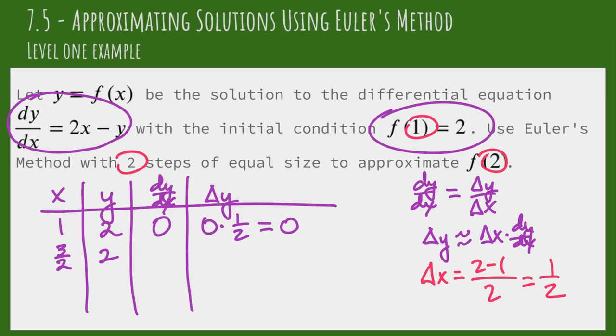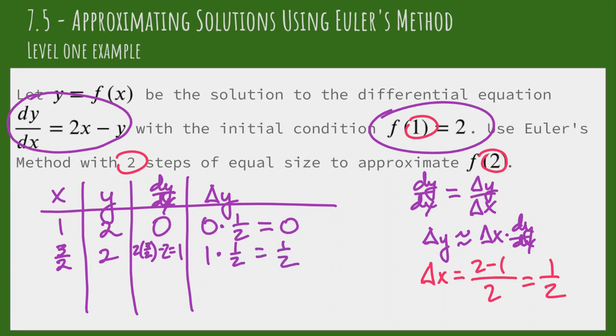Then we use our dy/dx formula, the differential equation that's given to us, to find the derivative at that point. So 2 times 3/2 minus 2 is going to be 3 minus 2, which is 1. The change in y is going to be 1 times 1/2, which is 1/2.